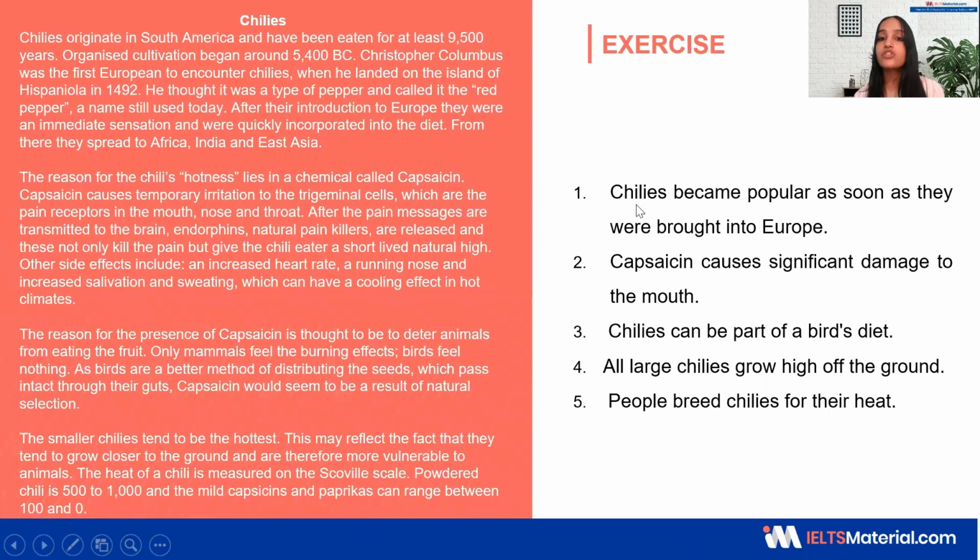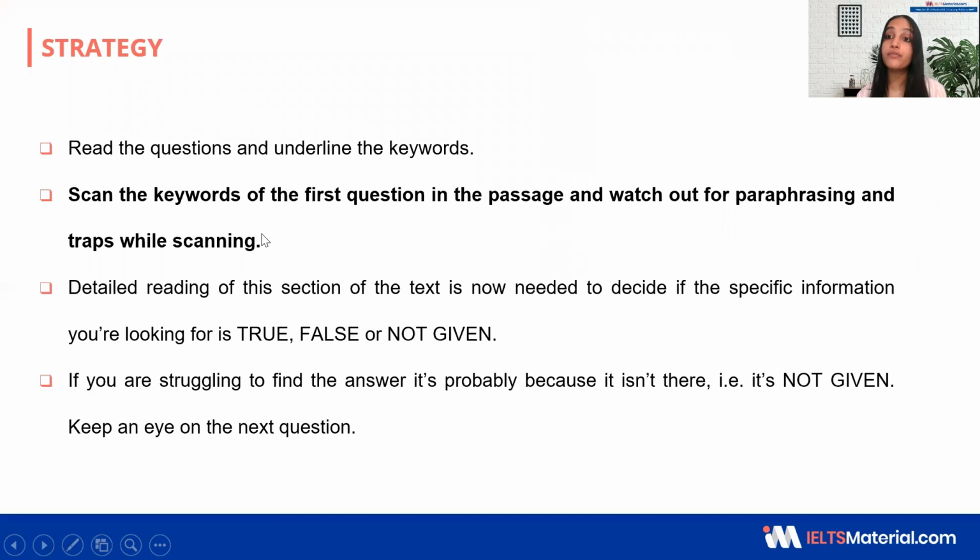So let's say: chilies became popular as soon as they were brought into Europe. All right, so you can see this passage is a lot about chilies. They became popular when they were brought into Europe. And similarly, read all the other questions and keep in mind the keywords. Next, what you need to do is scan the keywords of the first question. And when you scan them, make sure that you look out for paraphrasing and the traps. Traps means the controlling words.